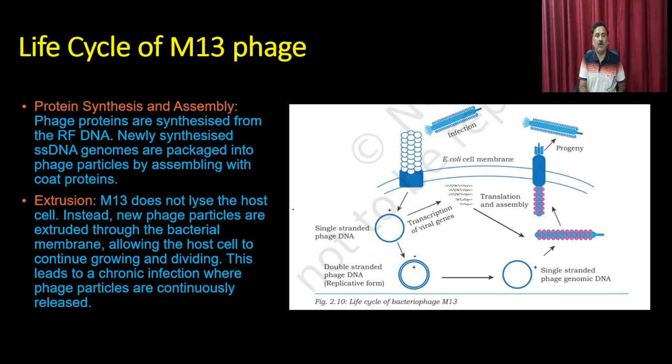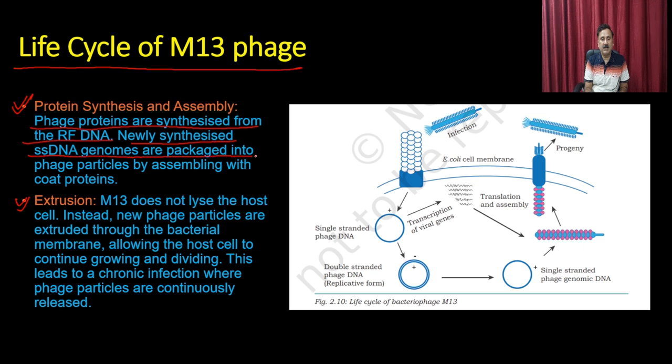Then, what is the life cycle of M13 phage? So, we can have the protein synthesis and you have the extrusion. The phage proteins are synthesized from the RF DNA. Newly synthesized single stranded genomes are packed into the phage particle by assembling with the coat proteins. Then M13 does not lyse the host cells. Instead, the new phage particles are extruded through the bacterial membrane, allowing the host cells to continue growing and dividing.